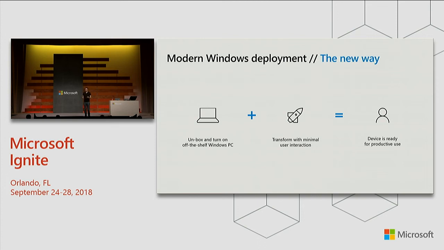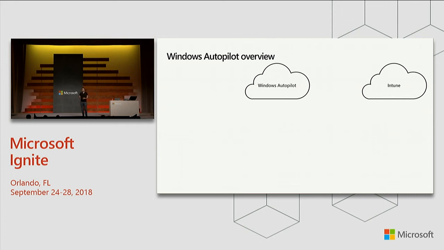So what Windows Autopilot does is it allows you to ship devices directly to the user. They get that fresh unboxing experience, the lovely ozone smell, and then the device gets transformed into a productive device with very little effort, all automated using the Windows Autopilot service, and the end result is that the user has their productive and secure device.